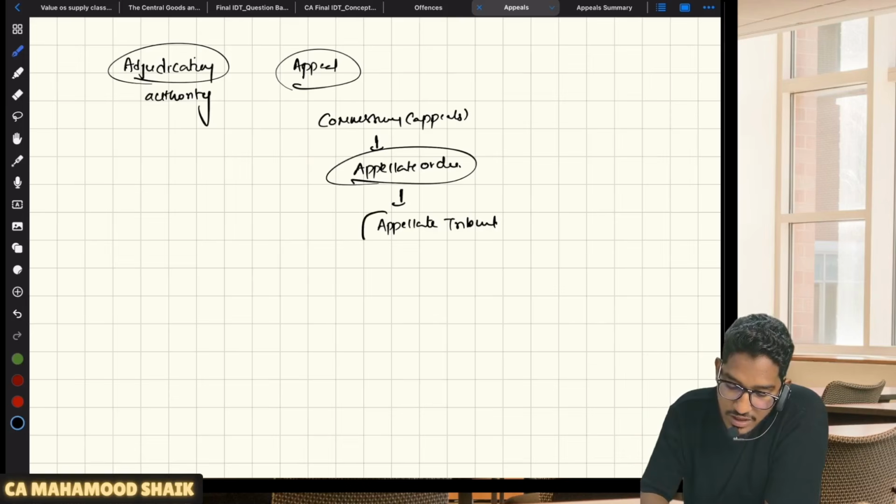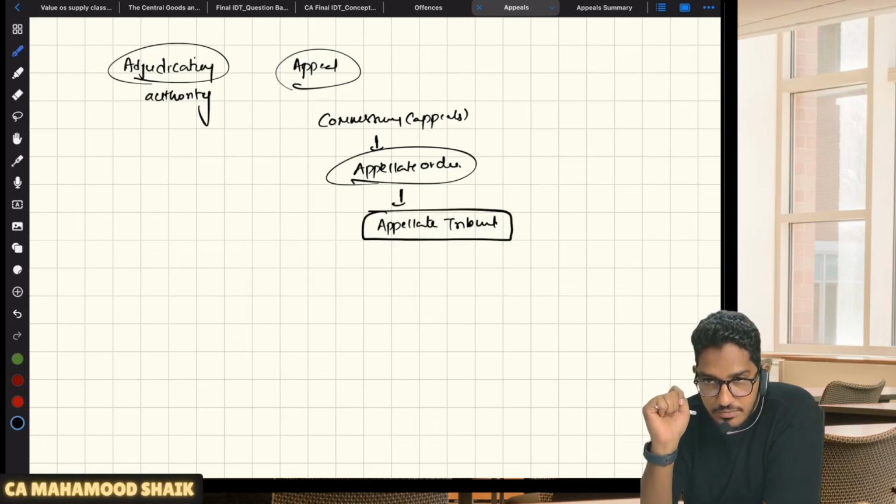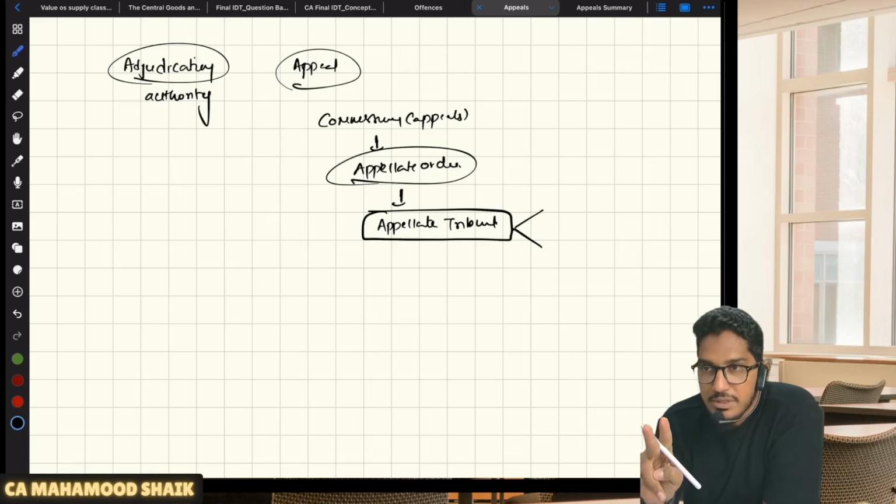So you can make a further appeal to the GST appellate tribunal. Now in this GST appellate tribunal also, two benches will be there. Benches in the sense, those people who hear the cases. In Supreme Court, High Court also we have benches.